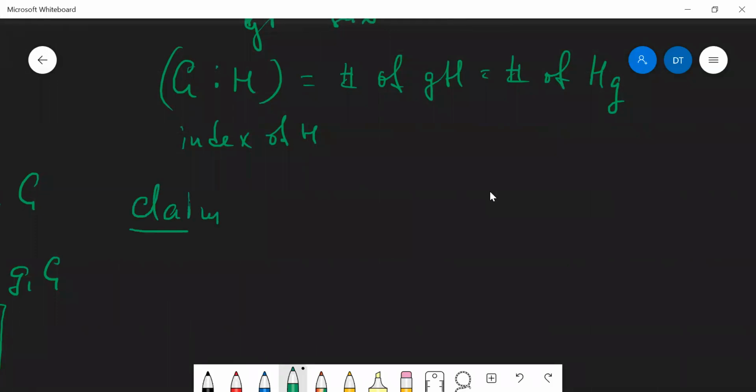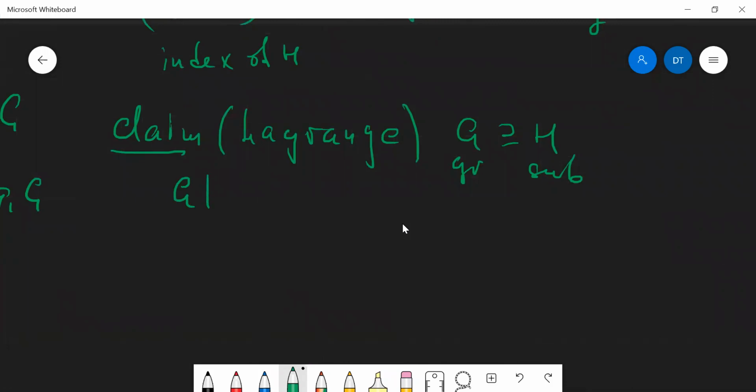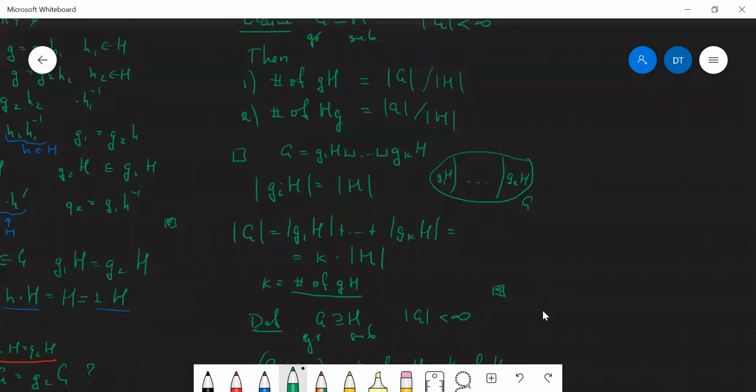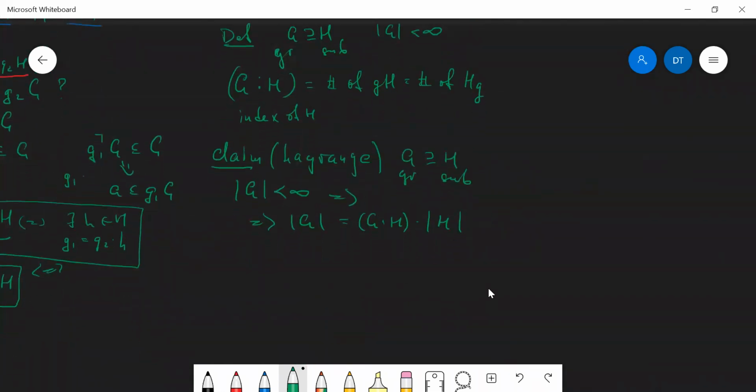And the Lagrange theorem is this. The Lagrange theorem says that if you have a group and its subgroup, and the group G is finite, then the number of elements in G is equal to the index of H times the number of elements in H. We have actually already proved this claim here, because this is exactly that claim, where we just used the new notation for the left-hand side in each equality. And this is called the Lagrange theorem.